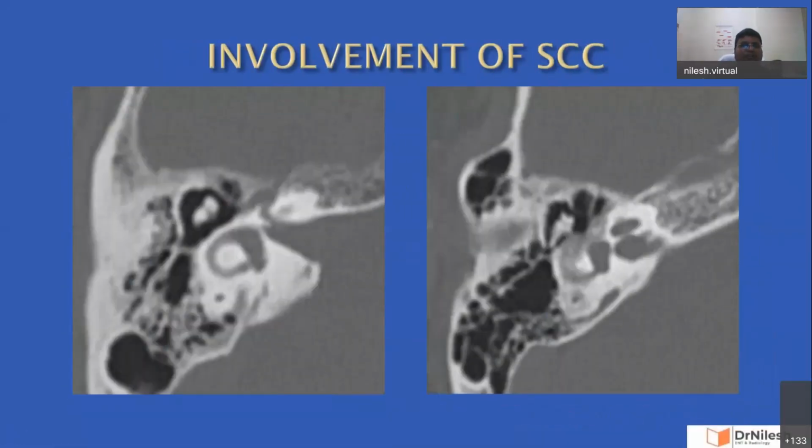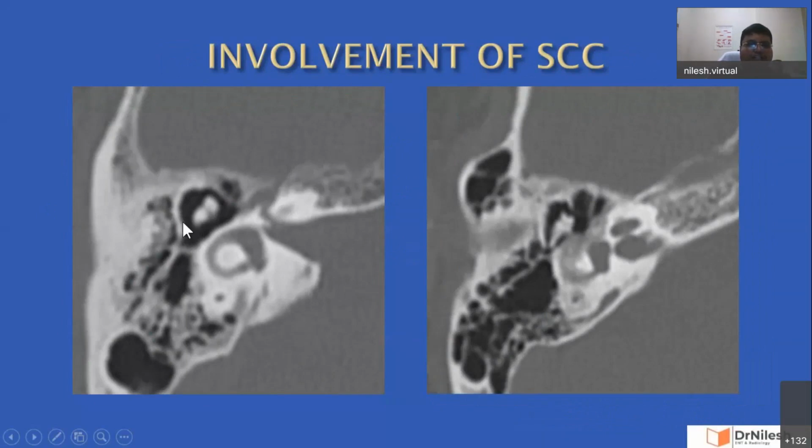See the scan, whatever I was showing, you can see here nicely the Korner's septum. This is the Korner's septum. It creates a false impression of entering the antrum. This thick bone will be there. You will mistake this thick bone as the lateral semicircular canal and you will think that you have reached the antrum, but you will not actually open the antrum.